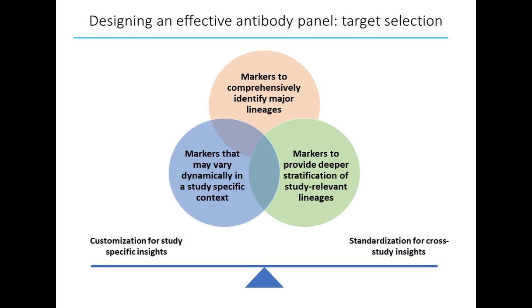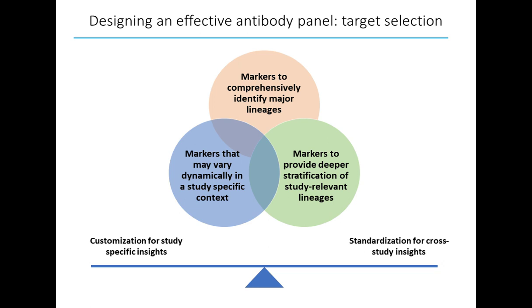We provide a second tier of markers that help to provide deeper stratification of specific lineages that are relevant in the context of a given study. And then lastly, we try to identify markers that are potentially going to vary dynamically in the context of that study. And in developing this panel, or in balancing these three arms across multiple studies, there's always this challenge of being able to optimally customize a panel to maximize your study-specific insights, and being able to balance this with the need to standardize at least a subset of markers to facilitate cross-study comparisons and insights.